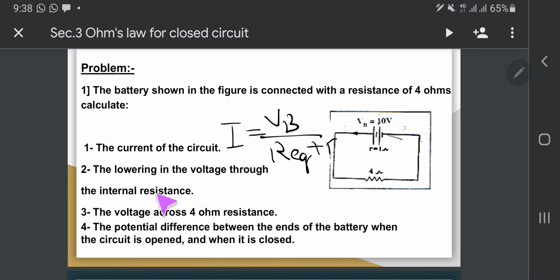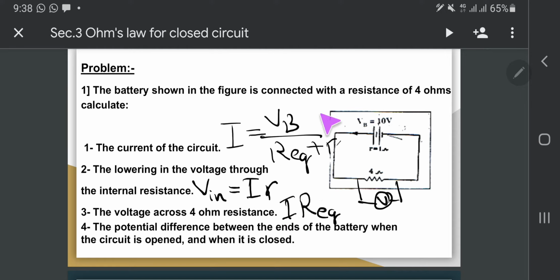Okay, the lowering in the voltage through the internal resistance, I mean the lowering in the voltage, equals Ir, where I is the total current and r is the internal resistance. Then the voltage across the 4 ohm resistance: we said the voltage on the resistance equals I times R equivalent. I get I from the first request and R equivalent equals 4.